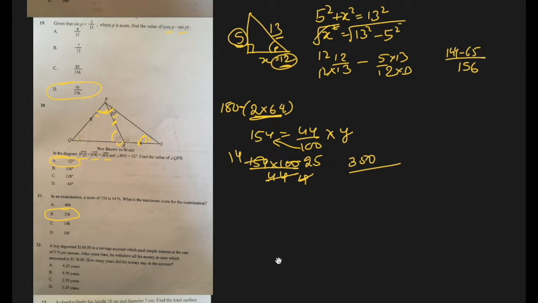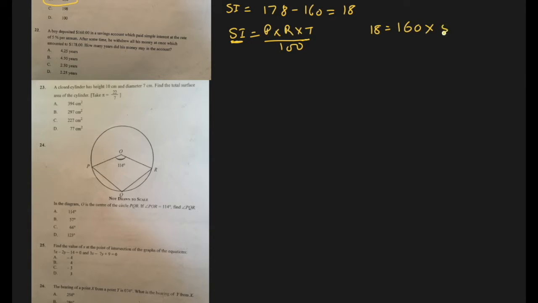That's the answer. A boy deposited $160 in a savings account which paid simple interest at the rate of 5%. After some time, he withdrew all his money at once, which amounted to $178. How many years did his money stay in the account? Okay. So first of all, we should know what is simple interest in this case. 178 minus 160. $18 of interest he got. We know that simple interest is P, principal times rate times time divided by 100. Just substitute everything. SI is 18. Principal he deposited, say 160. Rate is 5%. Time is asked, over 100.